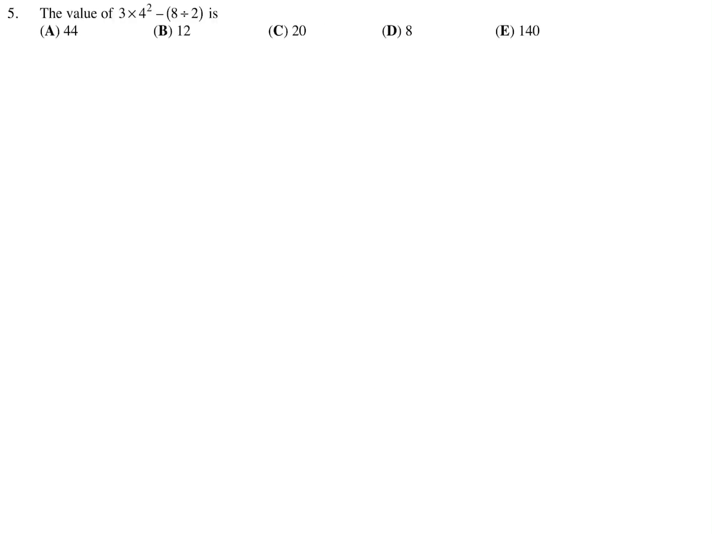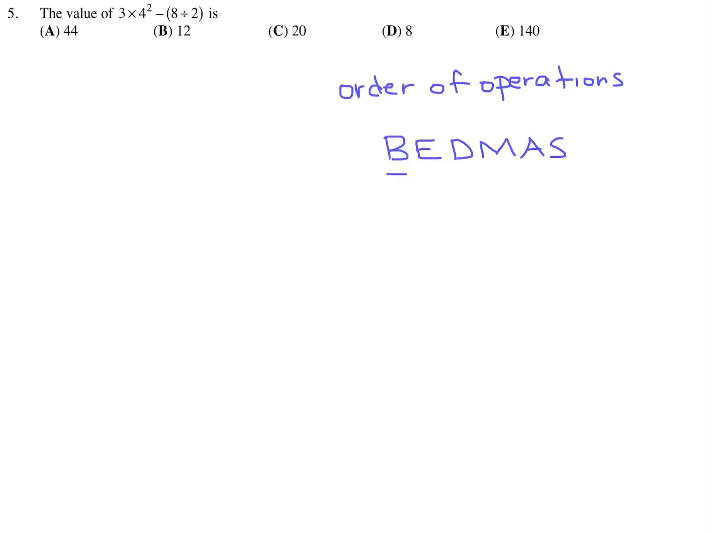The value of 3 times 4 squared minus 8 divided by 2. All right, so this is a perfect question to explain order of operations. In any questions like these, you have to do the operations in a certain order. The first one is brackets, then exponents, then division and multiplication, and finally addition, subtraction. So if I write this out, you'll see how I use this BEDMAS rule.